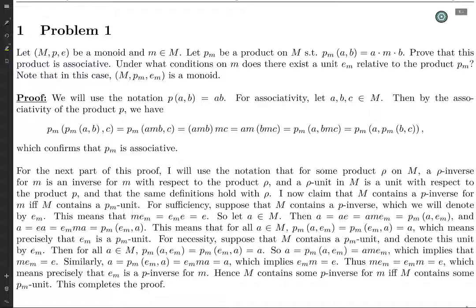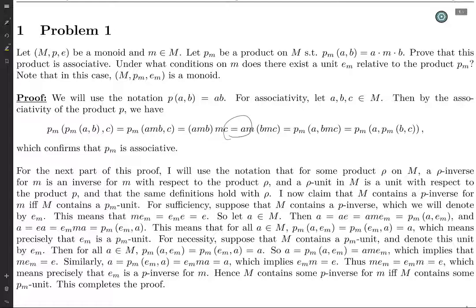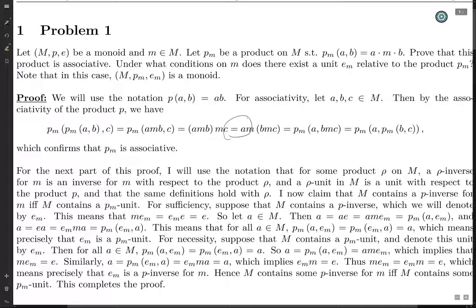And so then when you do all the calculation, when you do this PM product where you basically stick little m in the middle of everything, you just do that and see what you get, and then once you get to this middle step here, you just switch it around. You use the associativity of little p, and then you bunch it back up, and it gives you exactly what you want.